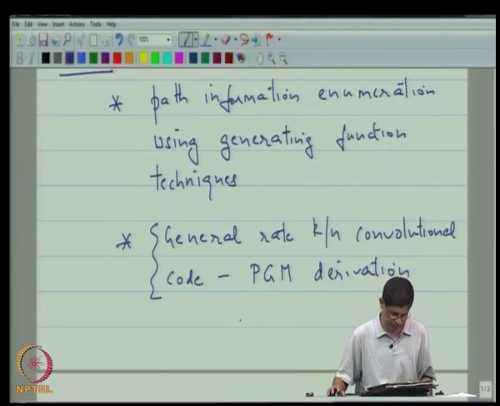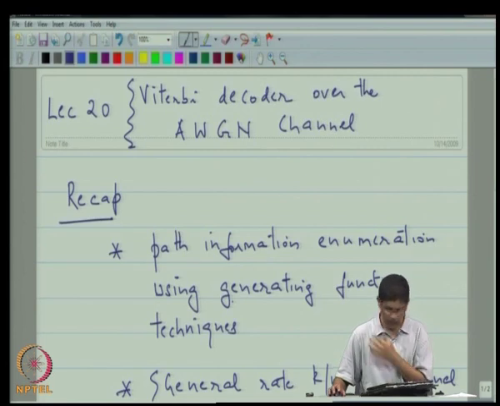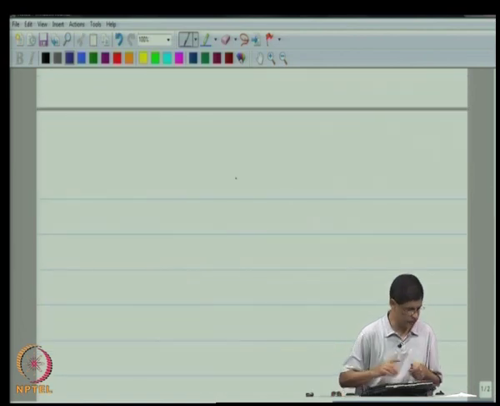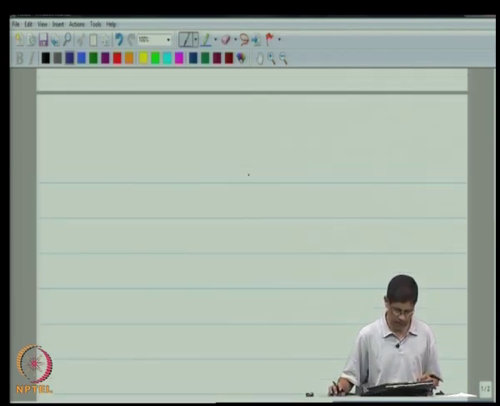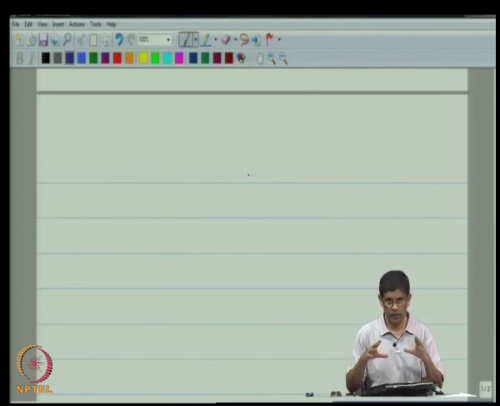Today we will talk about the Viterbi decoder over the additive white Gaussian channel. That is our principal goal, but first let me get one other matter out of the way. If you recall, when we were discussing rate 1 by n convolutional codes, there was this issue of catastrophic error propagation, and there we derived a condition to avoid having a generator matrix, or PGM, that has catastrophic error propagation. The analogous result for the rate k by n code, I am going to put down now.